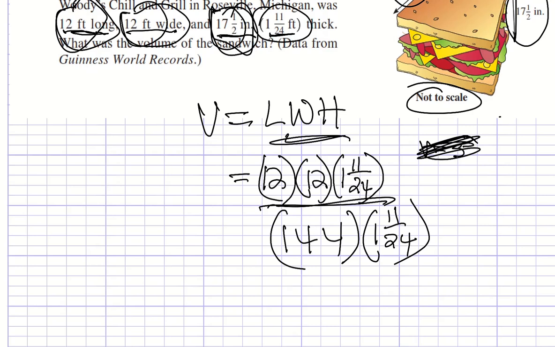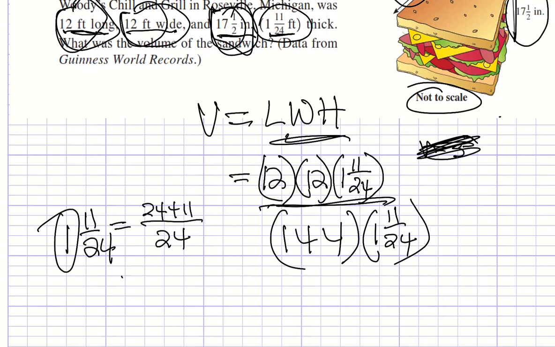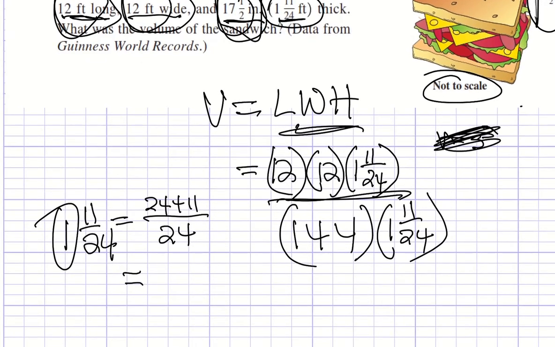Okay, notice something. 1 and 11/24 is the same thing as, because what happened? Something got divided by 24, and then they got 1, and then 11 is left. So basically what is up there is 24/24 plus 11/24, okay? Make sure you understand that. We did that when we did arithmetic. So that's 35 over 24, okay?